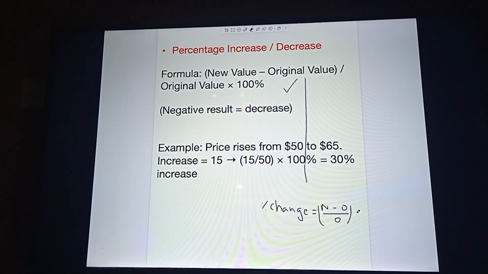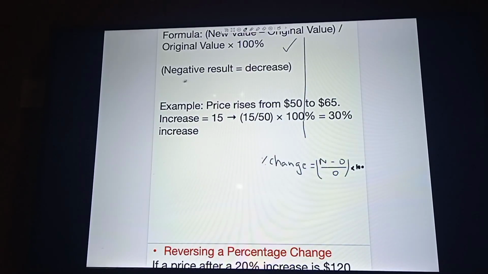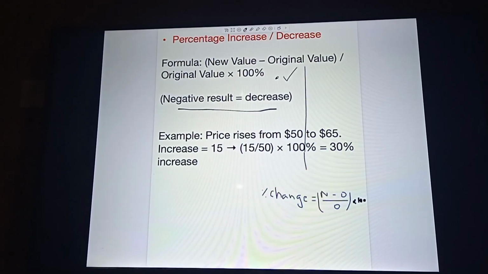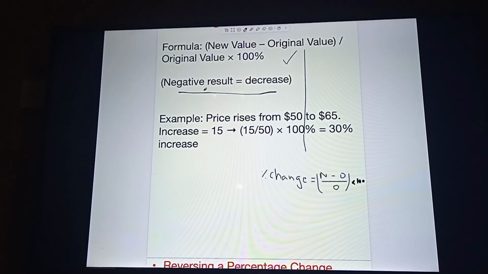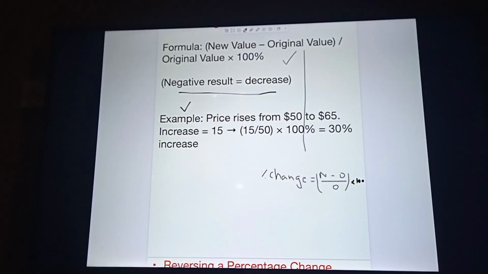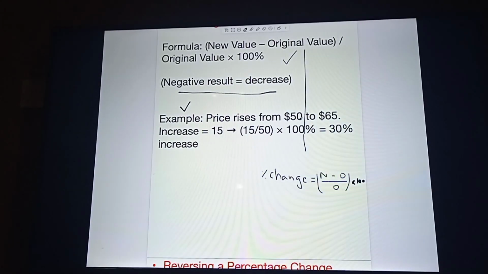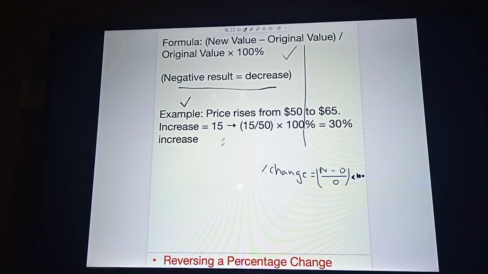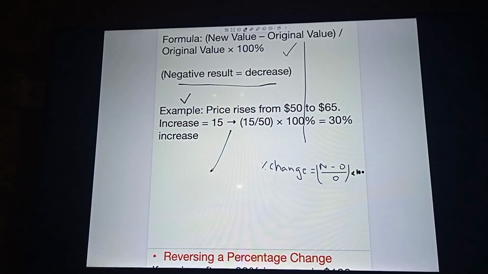So you will get percentage increase or decrease. In case of negative result, it decreases. The percentage will decrease in case of negative result. Here we have an example: the price rises from $50 to $65. So how much increase is here?